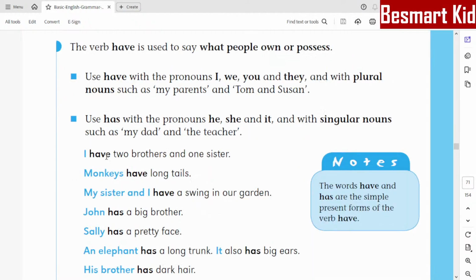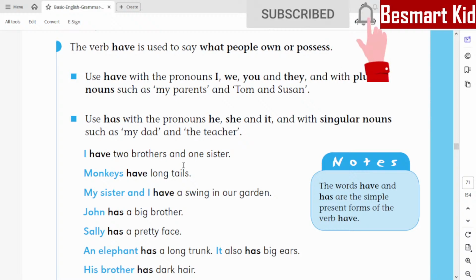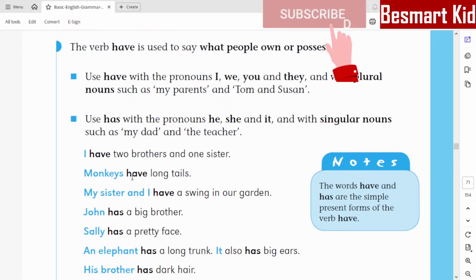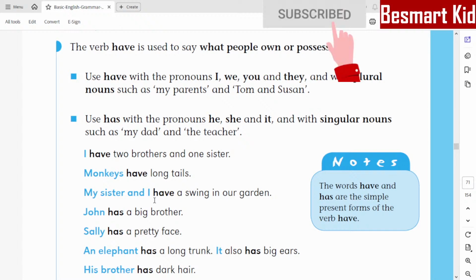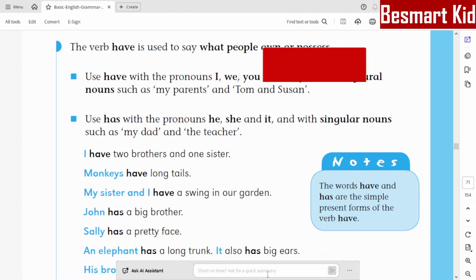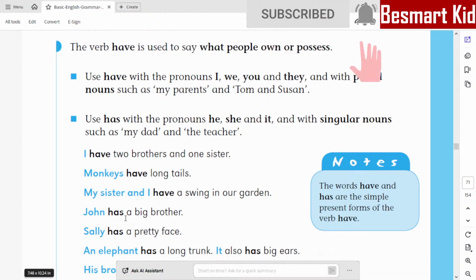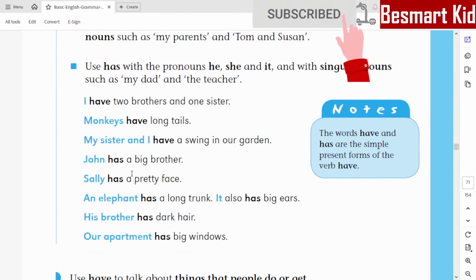I have 2 brothers and 1 sister. Monkeys have long tails. My sister and I have a swing in our garden. John has a big brother. Sally has a pretty face.